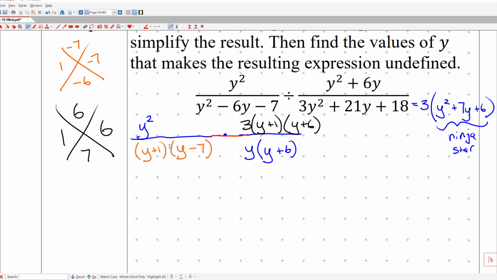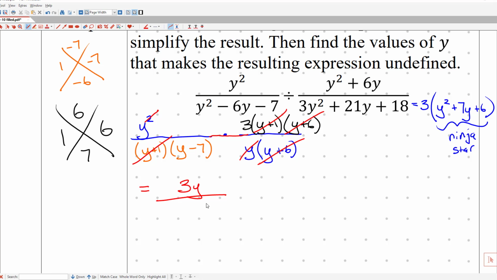Not as many things cancel out, but still some. The y plus 1 and y plus 1, and the y plus 6 and y plus 6. And that's about it. Then I have a y squared and a y. Y squared is essentially y times y, so I'm going to cross off one of those y's and one of those y's, leaving one y over. I think that's all the crossing out we can do. The resulting expression has a y up there and a 3, so 3y for the numerator.